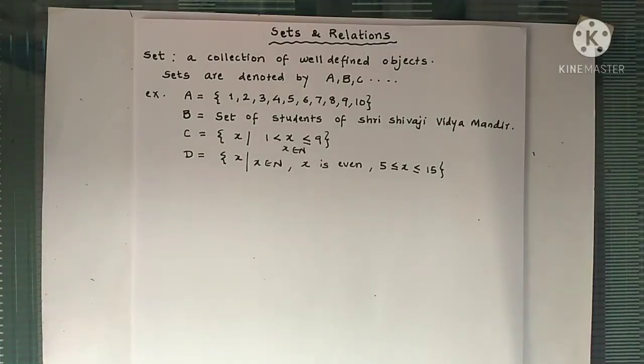Students, in this video we are going to study a new topic, sets and relations. It is an important concept in mathematics. First of all, let's see what a set is. A set is a collection of well defined objects. Sets are denoted by capital letters A, B and C.